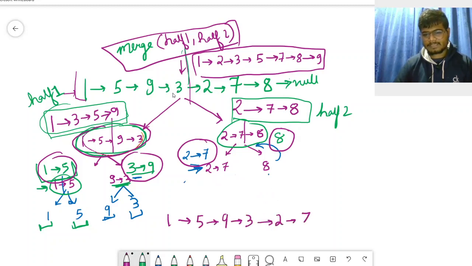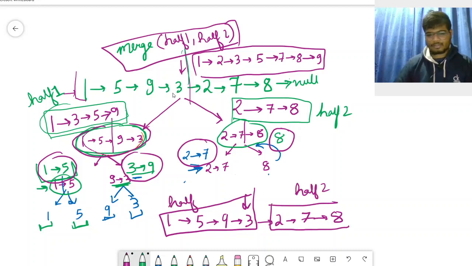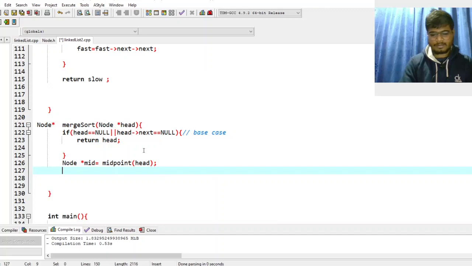1, 5, 9, 3, 2. So what is the mid? The mid is 3. So from 3 onwards, I'll take one part, and after 3, whatever is there till the end will be the other part: half 2, half 1. So we need to have two nodes. Obviously, we'll do the dry run at the end so that you understand it properly. But before that, let's understand the coding part as well.